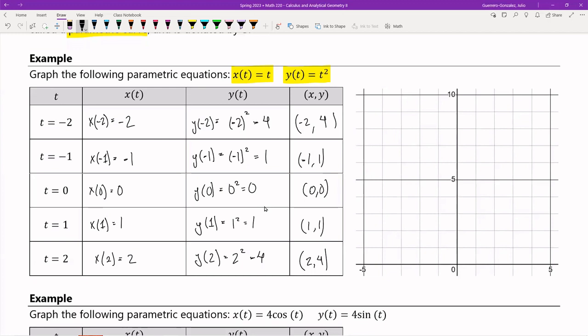Okay. So now I'm going to try to graph these points. So if you take a look, -2 comma 4, that's about right there. -1 comma 1, 0 comma 0, 1 comma 1, and 2 comma 4. And if you go back one more, let's say we went back and did -3 and +3. -3 would be 9, and +3 would also be 9. So hopefully you guys see what's happening here.